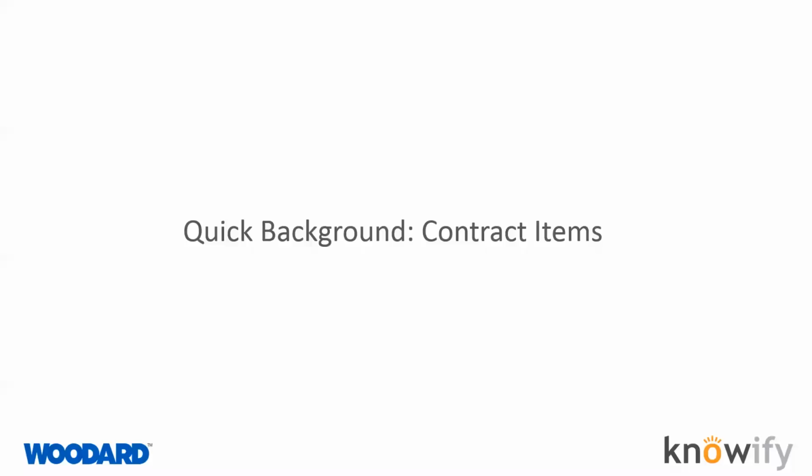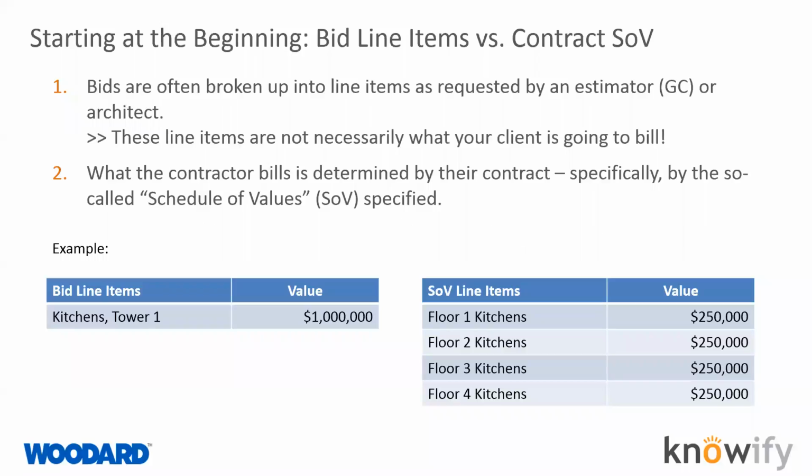All right, so here we are with the background items I mentioned, talking about contracts. There's actually a pretty big difference between bid line items and the contractual SOV, meaning schedule of values. They can be the same, but they're often not. Because bids are broken up into the line items requested by an estimator. And the estimator is the person at the GC or the construction manager or the owner's rep, whoever, who says, so I can evaluate your bid correctly, please submit it with this sort of breakdown.